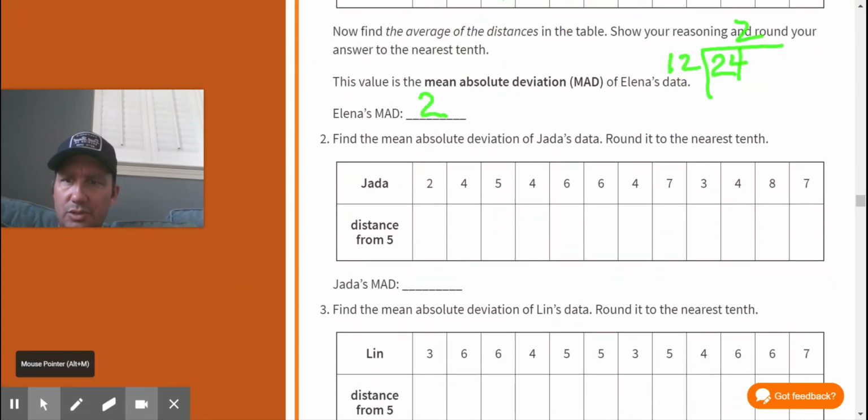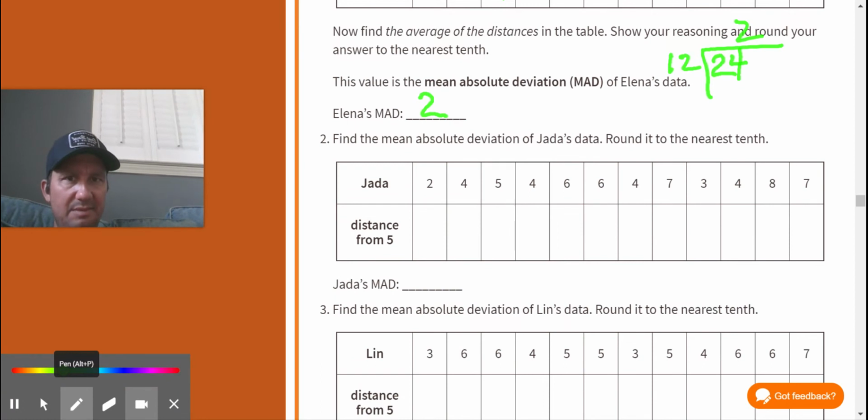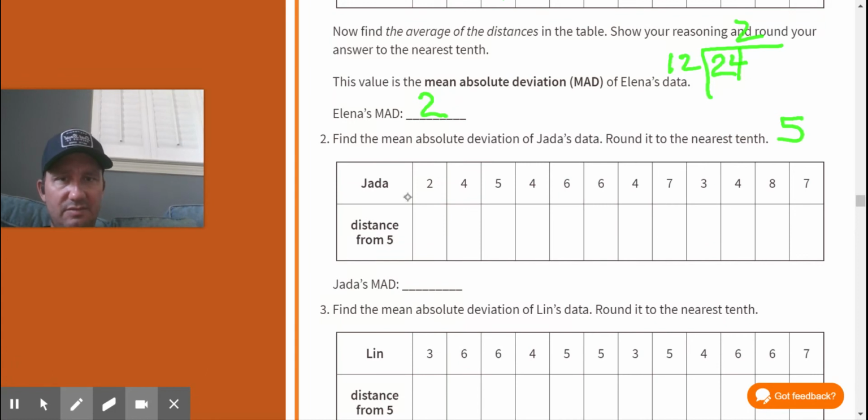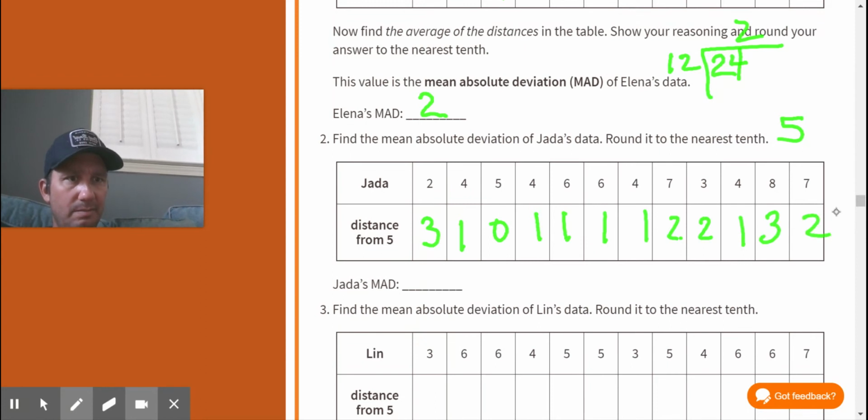Okay, so we're going to go to Jada and look at mean absolute deviation here. Again, the mean was still 5. And so distance from 5. So 2 is 3 spots away. This is 1, 0, 1, 1, 1, 1, 2, 2, 1, 3, 2. We're going to add these together. 3, 4, 5, 6, 7, 8, 9, 10, 11, 12, 13, 16, 18.